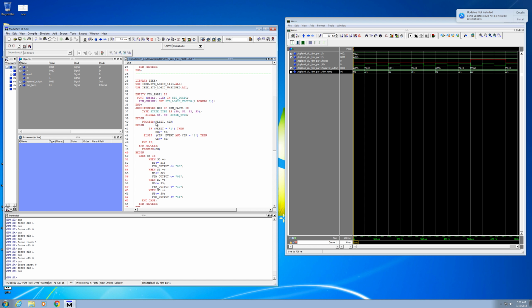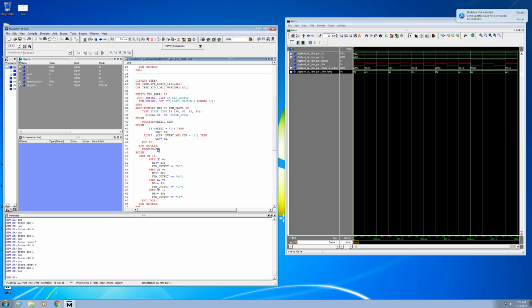I begin the process of the reset and the clock. If the reset is equal to 1, current state equals state 0, which means everything is reset back to 0, 0, 0, 0. And if clock event and clock equals 1, this means that it is on a rising edge triggered clock, meaning that when the clock goes to 1, current state is next state.